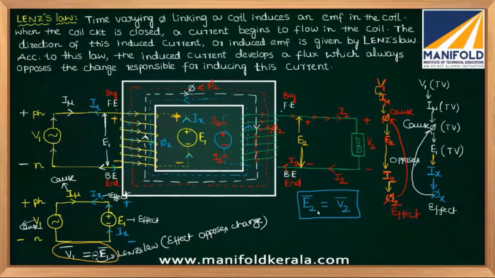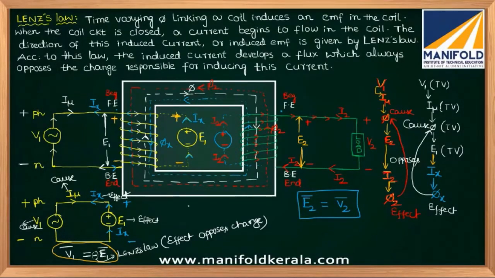I think some people will be having some doubts. Sir, previously you said that V1 equals minus E1, but here we are saying E2 equals V2. Why did you not keep a minus symbol here? Anybody give an answer to that question? Please tell me why I did not keep the minus symbol here. Please respond. There is no cause and effect here.